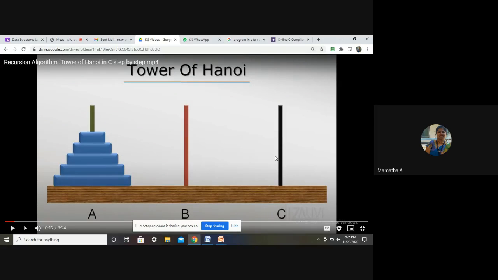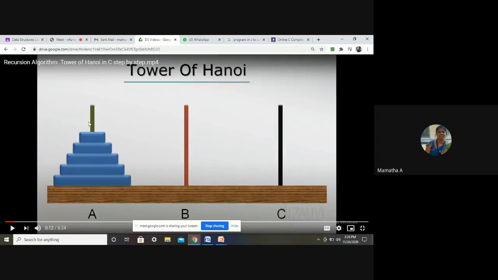So the terminology will be like three towers or three pegs, okay? We call it a peg. And we have three pegs or three towers, okay? And the three towers are named as follows: the first one is your source tower, source peg, and B is your temporary peg or auxiliary peg. C is your destination peg.